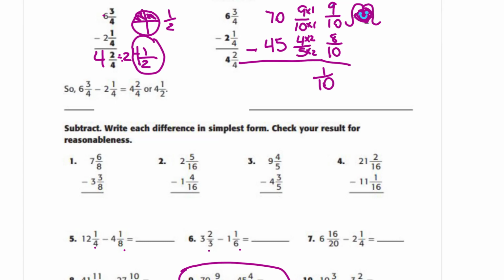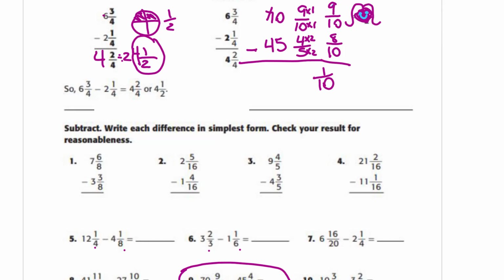Now I have 70 minus 45. No regrouping. I was concerned that we might need to, but we don't. Well, there is regrouping in the whole numbers. Yeah, but not with the fractions. You just scared me when you said, I was like, wait a minute, how's there no regrouping? Yeah, definitely.